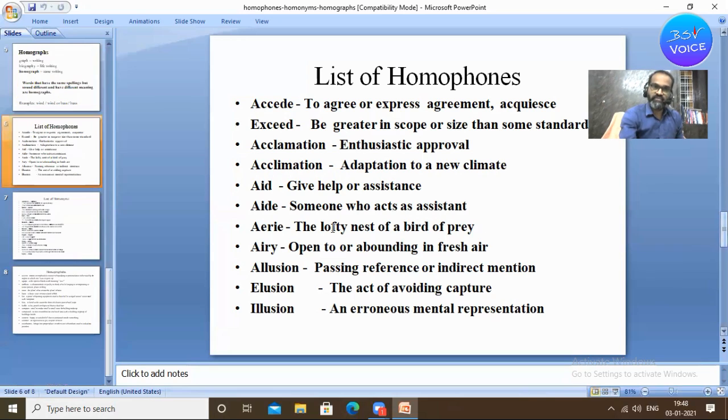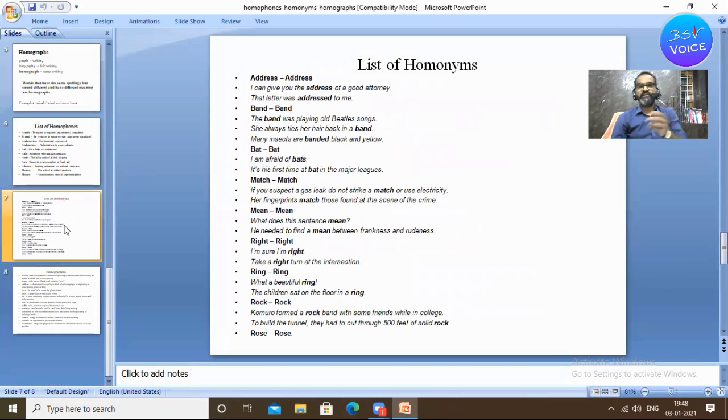Next, let's go to homonyms. As I told you, a homonym has the same spelling, same sound, but the meaning is different. I can give you an example: can. A can can be filled with a can.